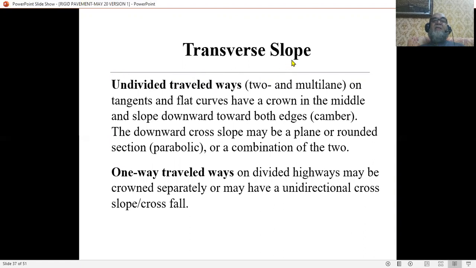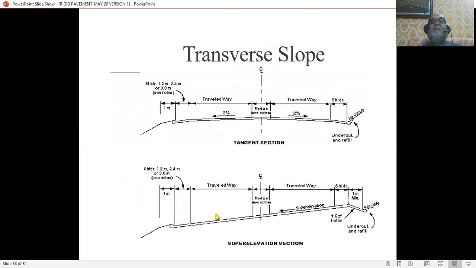Now, transverse slope is a very integral part of the pavement. For undivided highways, that is, having no medians, we have a crown in the middle and the sides slope downward towards both edges. This cross slope may be plain or rounded or a combination of the two. One-way travelways or divided highways may be crowned separately or may have a unidirectional cross slope. You will see in the figure, and inshallah this will clear your concepts.